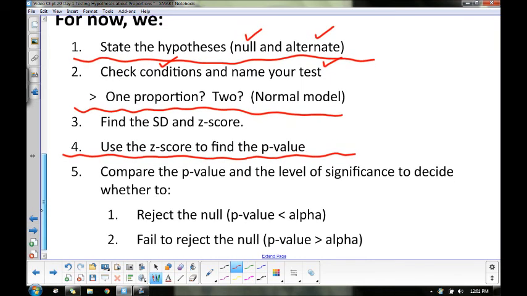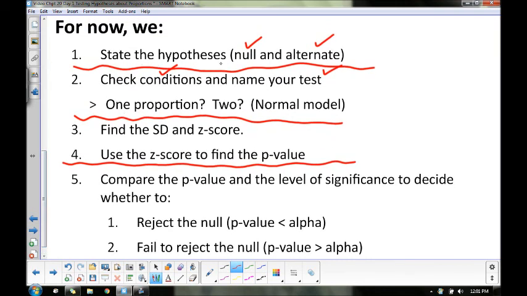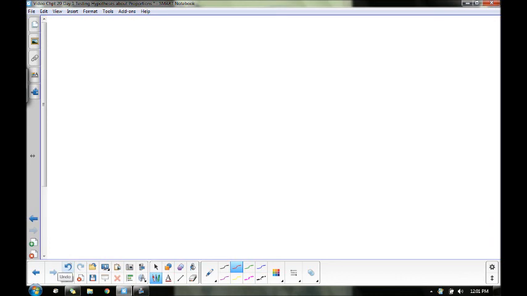So again, you need to make sure that we state the hypothesis, null and alternative. Check your conditions and name your test. Find the standard deviation, the z-score, and then use the z-score to find the p-value. This is all kind of all wrapped up in one little awesome button that I will show you later on. And then you're going to compare your p-value to your alpha to decide whether or not you reject or fail to reject the null. And that's pretty much it for today.